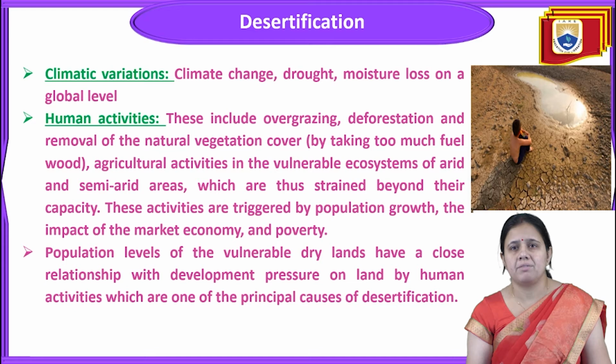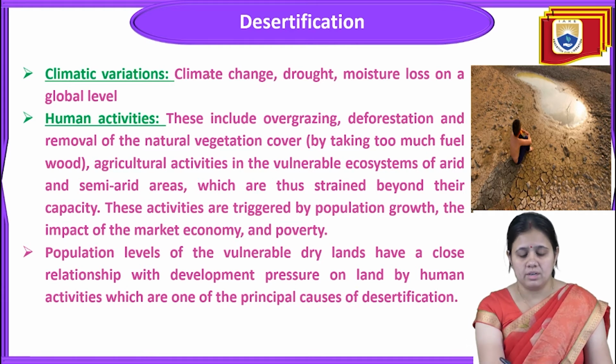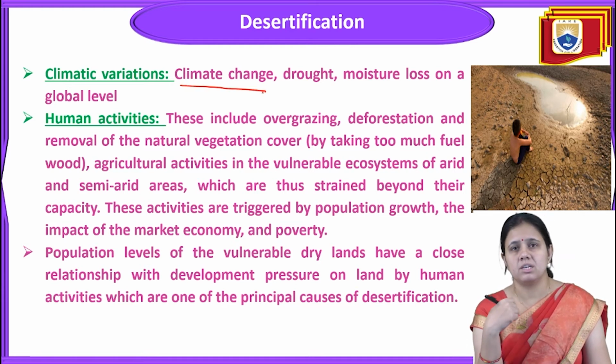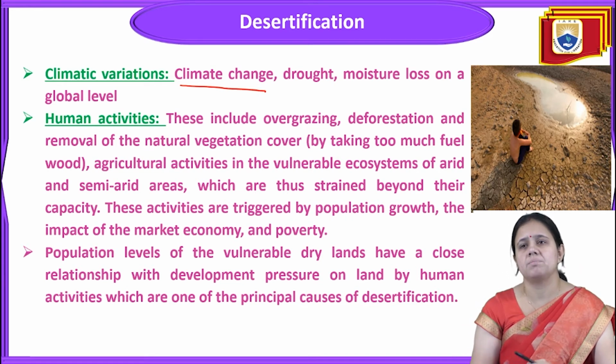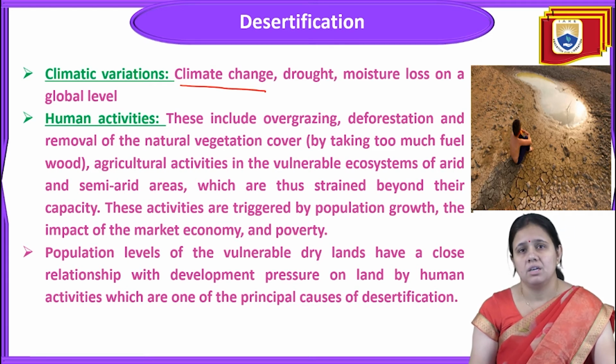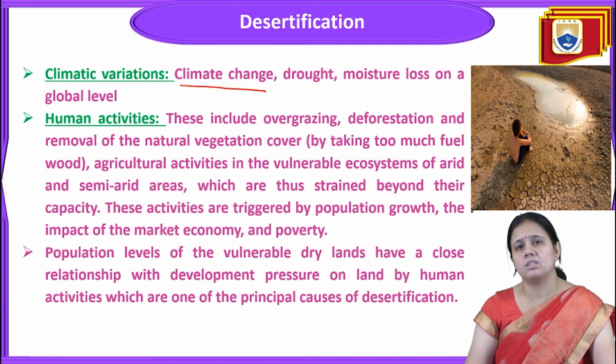First one is the climatic variation. Climatic variation means reasons like change in climate, drought, moisture loss on the global level. If we talk about variation in climate, this variation will lead toward desertification. The variation in climate includes, first, climate change. Drought conditions will be created, sometimes dry weather is there, moisture loss on a global level. So desertification is a reason on the global level.